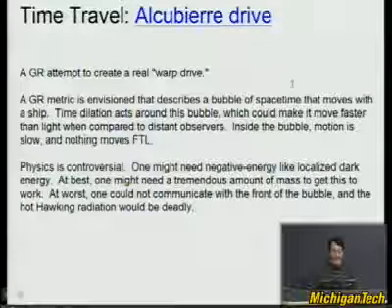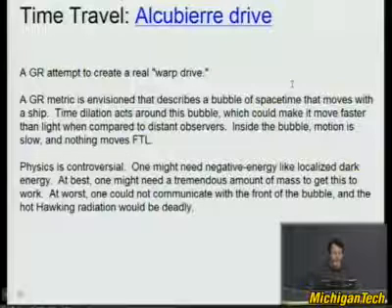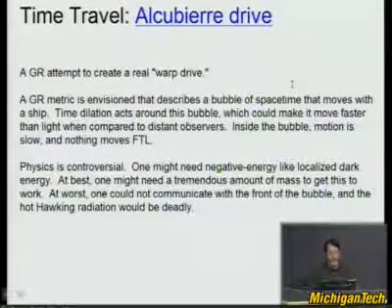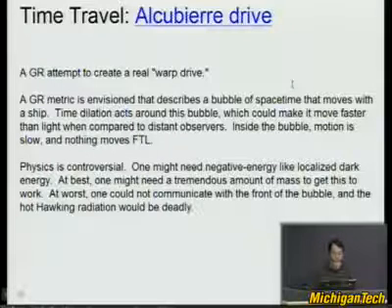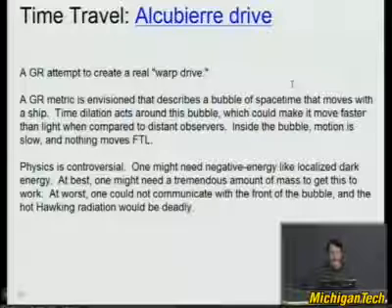The last one is something, well, I'll guess at the pronunciation, the Alcubierre drive. I think it's a Mexican physicist who came up with this, and it was an attempt to create a real warp drive like in Star Trek. So there's a bubble of space-time, which could be something like dark energy in black holes or something like that, that moves with the ship and creates time dilation in this bubble. Therefore, it can make it move faster than light when compared to distant observers. Inside the bubble, motion is slow. Nothing moves faster than light.